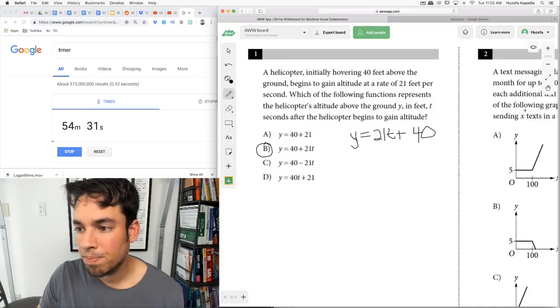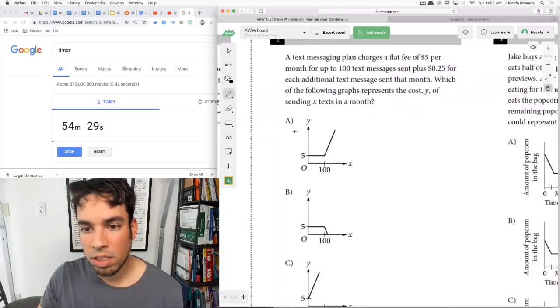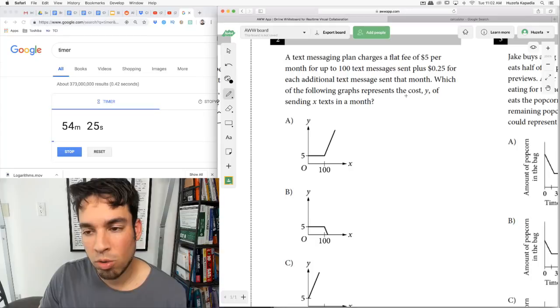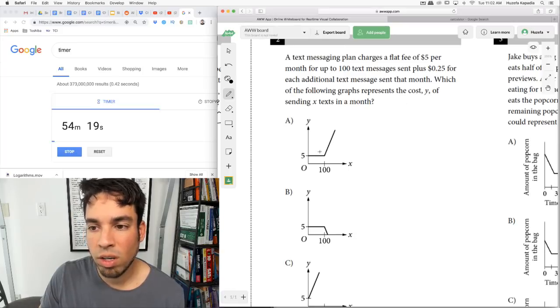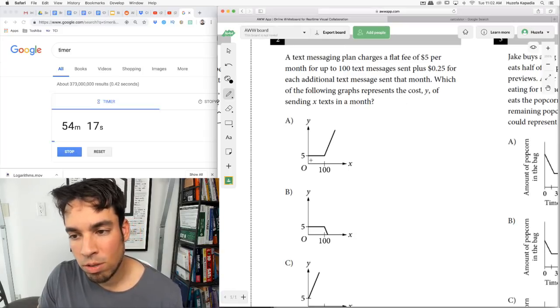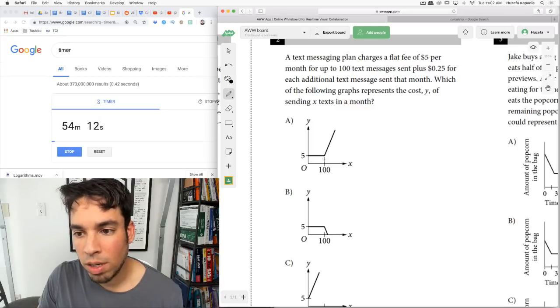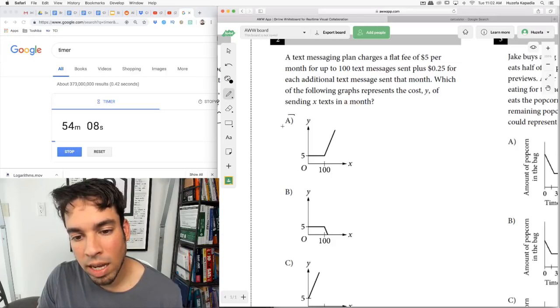Okay, next. A text messaging plan charges a flat fee of $5 per month for up to 100 text messages, plus 25 cents for each additional text message sent that month. Which of the following graphs this? This actually makes a lot of sense. We're at $5, then we hit 100, and then we're adding 25 cents on to the $5. I'm guessing A is going to be correct.